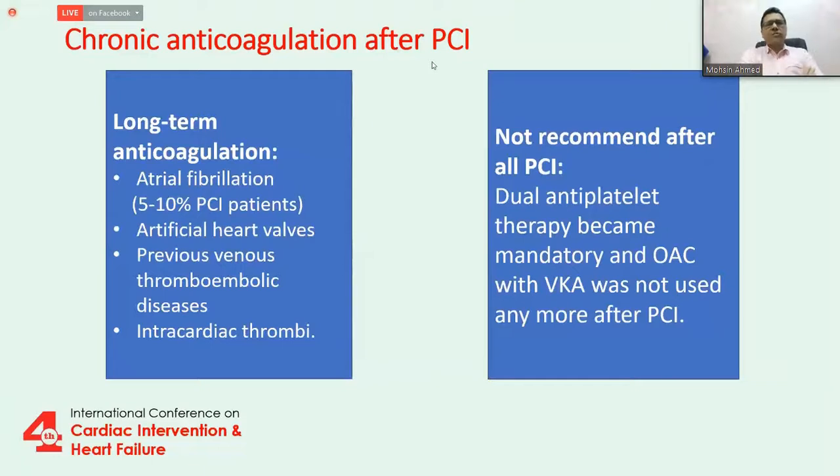Chronic anticoagulation after PCI: in high-risk cases we deal with advanced ages, so there are a lot of patients with atrial fibrillation. So we use chronic anticoagulation after PCI. It is only for atrial fibrillation, in 5 to 10% of PCI patients, artificial heart valves, previous venous thromboembolism, and intracardiac thrombi. You can use oral anticoagulants, but not recommended in all cases. In all other cases you use only dual antiplatelet therapy.